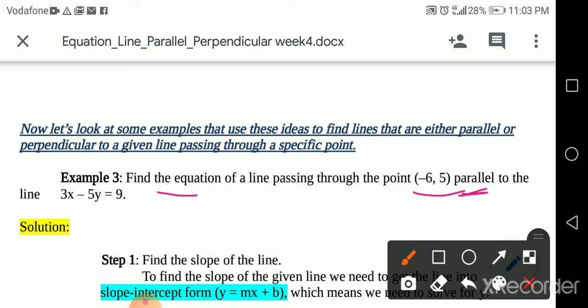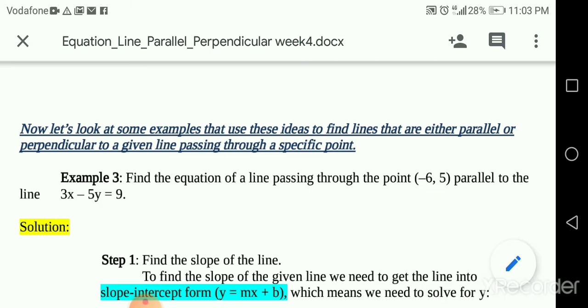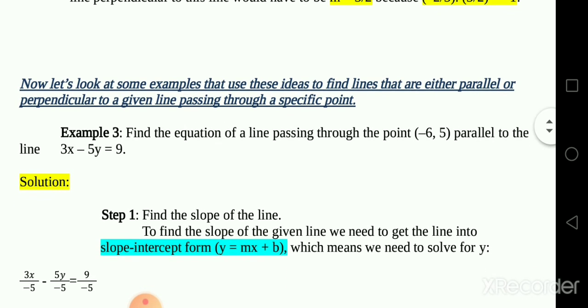Parallel to the line 3x minus 5y equals 9. Focus please, my dear students, in this example as it's a new one. Step 1: find the slope of the line. So my first step is to find what? The slope of the line.